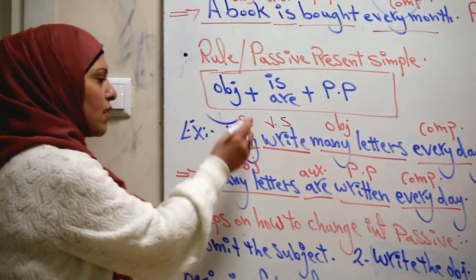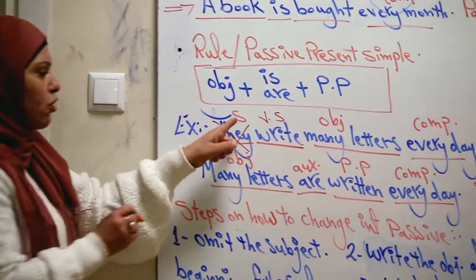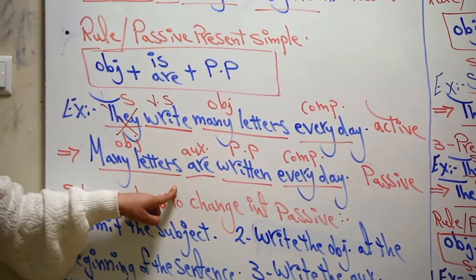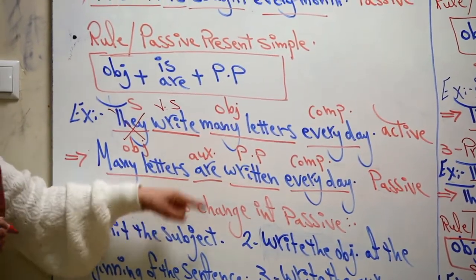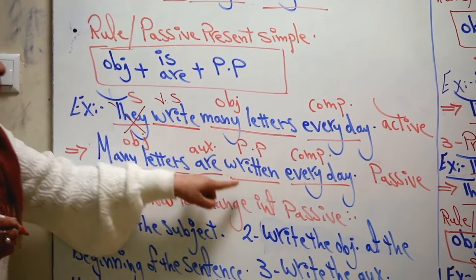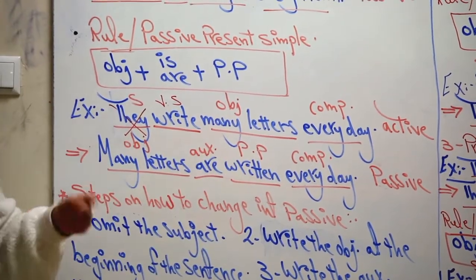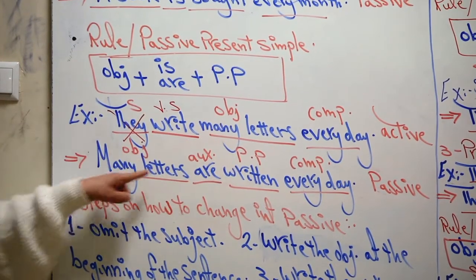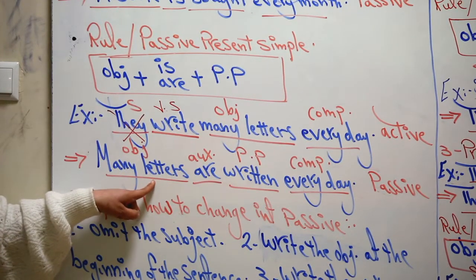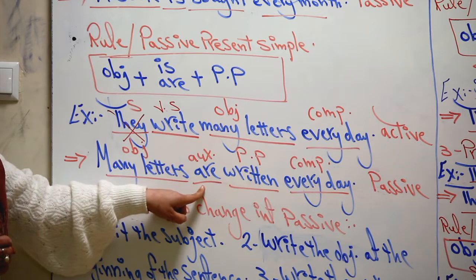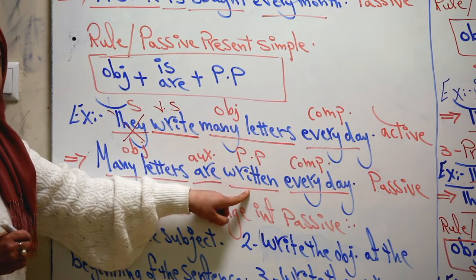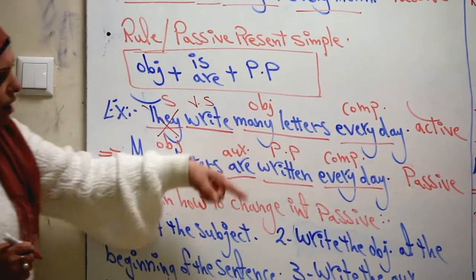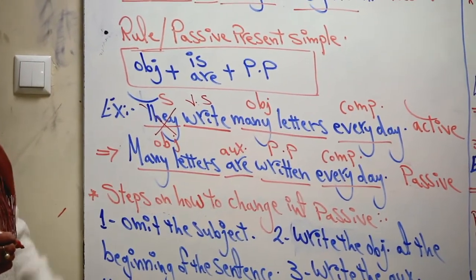Now, أول شيء نسوي we cancel the subject. Then we write the object down. If it's singular is, if it's plural are. Then after that we change the verb into past participle. Then the complement of the sentence. إذا many letters هي الأوبجكت حنقدمها. بما أنه many letters هي الجمع نستخدم are. الفعل نحوله إلى past participle written. Then the complement of the sentence.